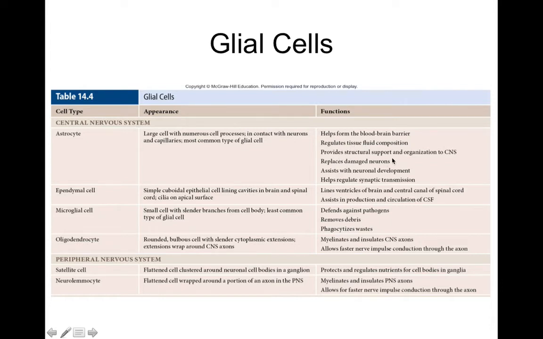Astrocytes also provide support to your nervous system and also help guide the development of your brain. They replace damaged neurons and assist with development of your brain, and also help regulate synaptic transmission. So astrocytes are very important. In fact, there's a research study up in Fort Collins, a research group. They're studying the effect of astrocytes on consciousness, like your ability to be self-aware. And it appears that individuals that have issues with astrocytes also have difficulty with consciousness.